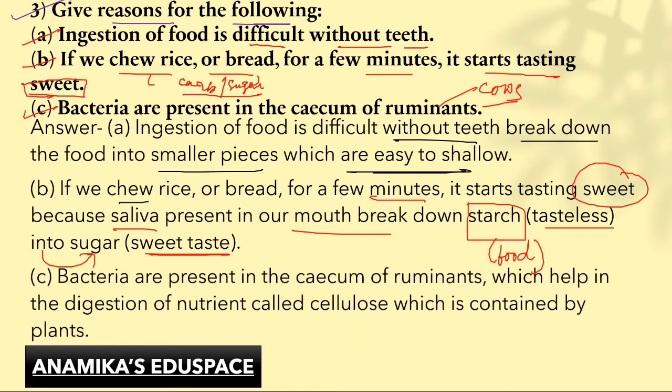Next, number C is, bacteria are present in the cecum of the ruminants which help in the digestion of the nutrient which is called cellulose, which is contained by plants. Clear? So this is all about question number 3. A little big but easy to understand. Clear? Now let's move to the next question.